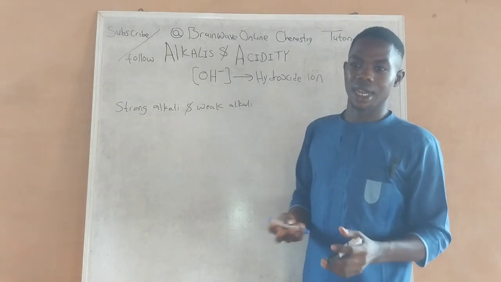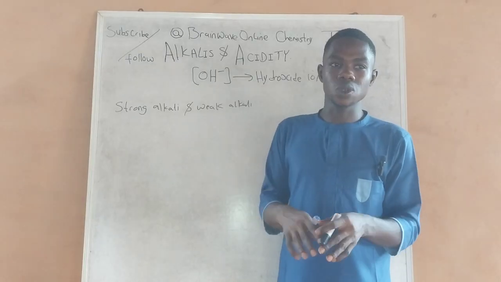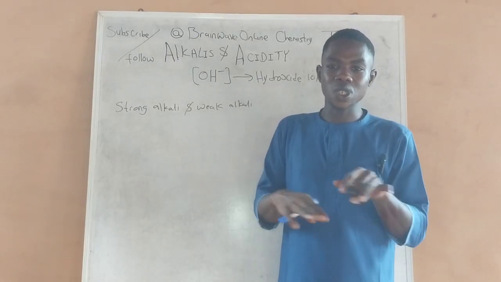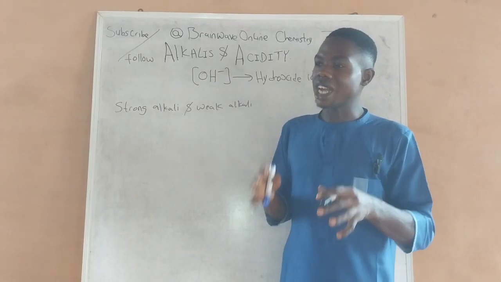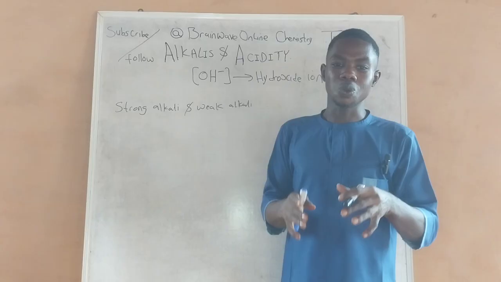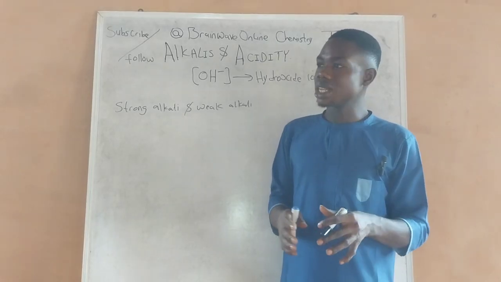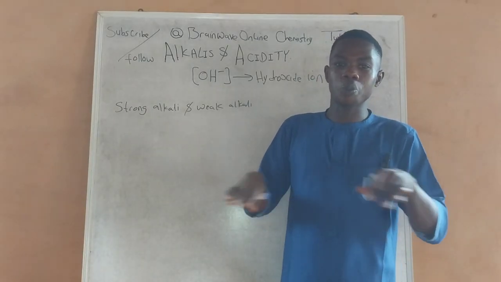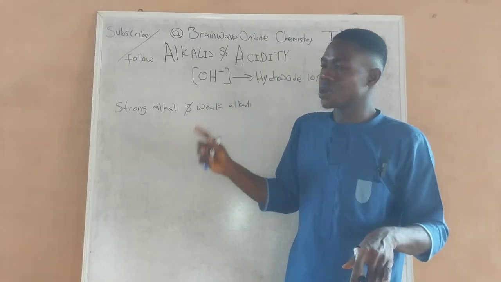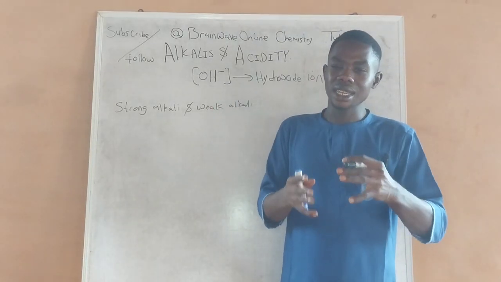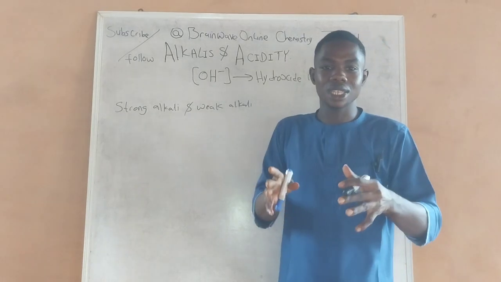Now strong alkalis dissolve completely in solution, or we can rather say they ionize completely in solution, to produce the hydroxide ion alongside the metallic ion. So earlier on, I said that strong alkalis dissolve or ionize completely to produce the hydroxide ion alongside the metallic ion. Don't worry, I'll be using an equation to explain this for us to understand better.